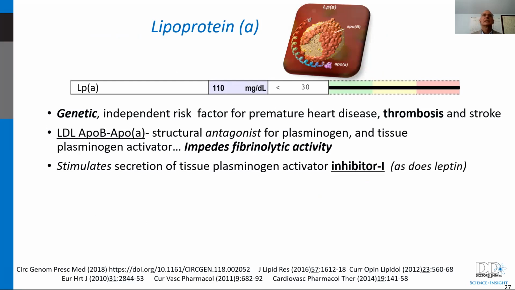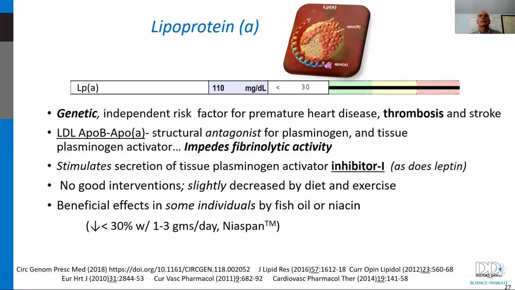And lipoprotein little a is a funky little lipoprotein particle where we have a covalent bond between the ApoB of LDL and the Apo little a. And that turns out to be a structural antagonist for plasminogen and tissue plasminogen activator. It impedes fibrinolytic activity. So it's not only an antagonist, but it stimulates the secretion of tissue plasminogen activator inhibitor, as does leptin. Double whammy there. So there are no good interventions for lowering lipoprotein little a.